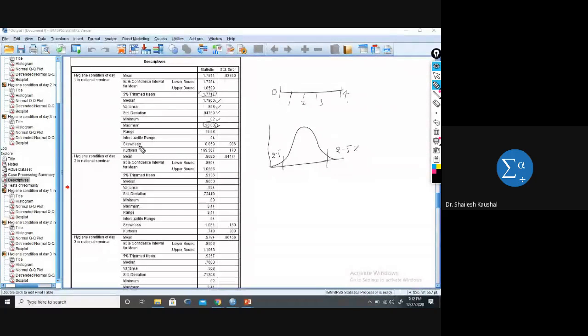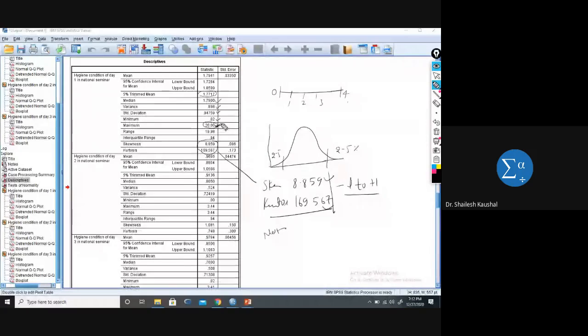Okay, and what is the value of skewness here? The value of skewness and kurtosis: the skewness value is 8.59 and the kurtosis value is 169.567. So our data is not normal, because the value should be between -1 and +1, but here the value is very high. The data is not normal because this outlier changes the whole descriptive statistics.